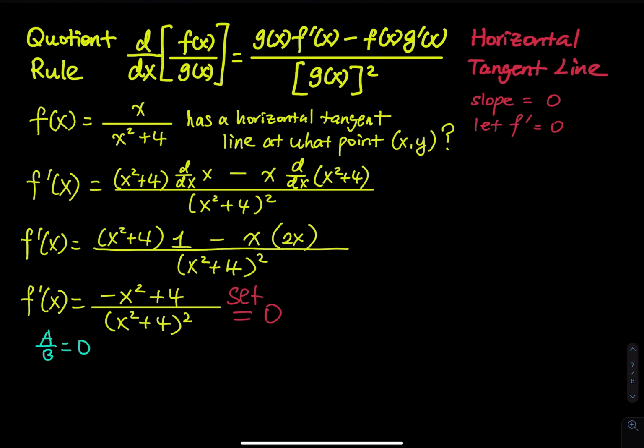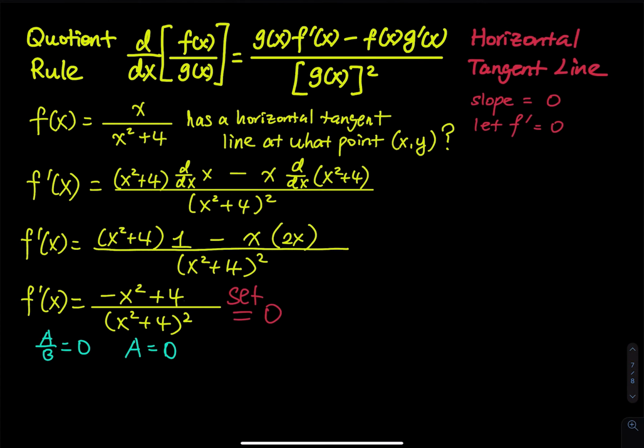So what can you say about this? Can b equal 0? Absolutely not. So that means a has to be equal to 0, right? So a has to be equal to 0. Therefore, you have to let the numerator equal 0, right?